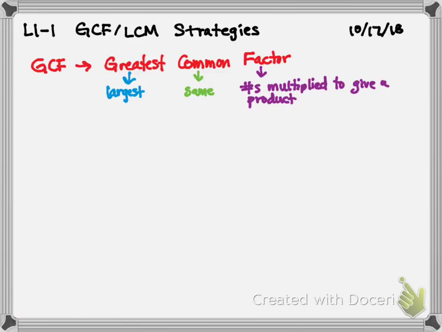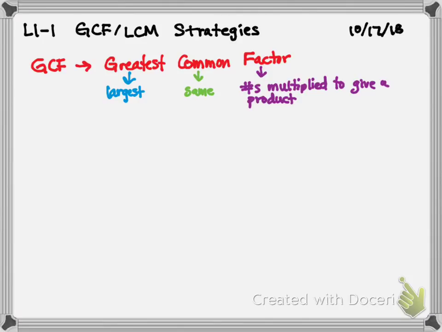So basically what's going to happen is you're going to be asked to find the GCF, the greatest common factor, of two or even more numbers, okay? So I'm only going to do the strategies today with two numbers, though I think there's a couple on the practice we're going to do tomorrow that have three numbers, but the strategy doesn't change, okay?